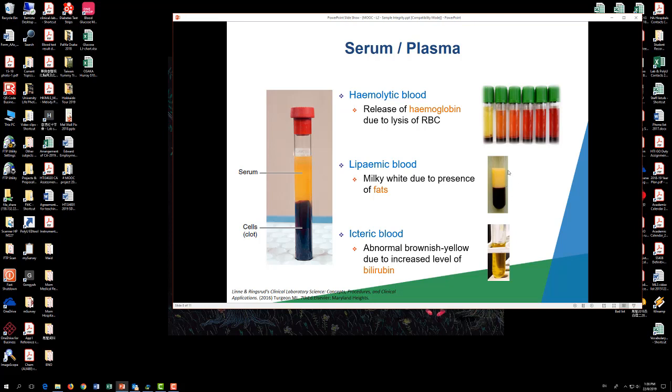If you can see the supernatant is milky in color, it is due to the presence of fats. It is a lipemic blood. Sometimes you can see a brownish yellow color of the supernatant. It is due to the increased level of bilirubin. We say that is icteric blood.